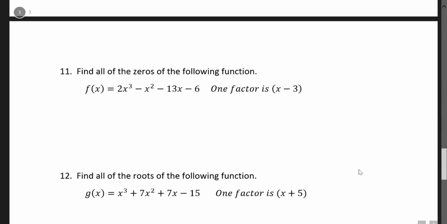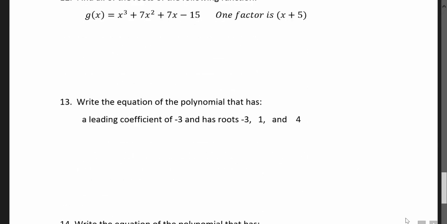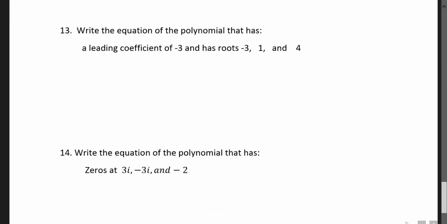11 and 12 are what we did on today's homework quiz as well, where you are trying to find all of the zeros or the roots of the function. And then 13 and 14 is also from the homework quiz that we went over today in class and from the classwork that we did today from the 3.8 task.